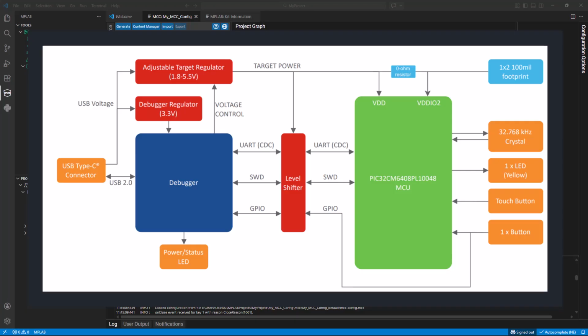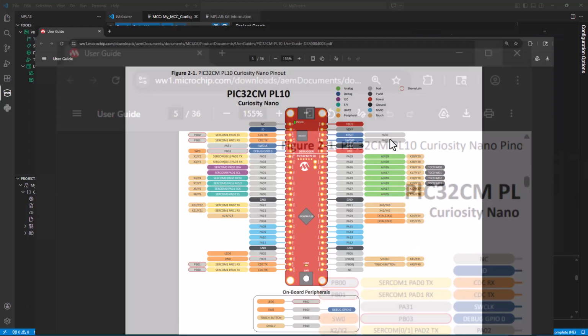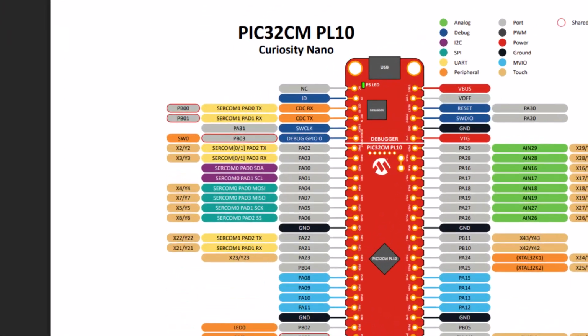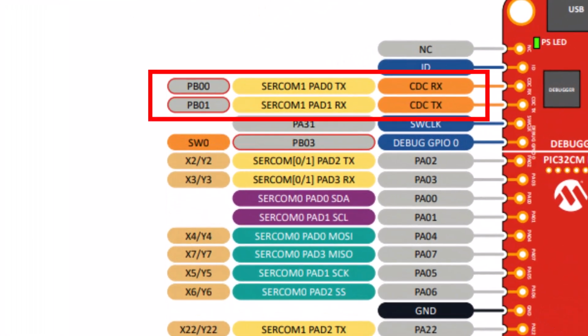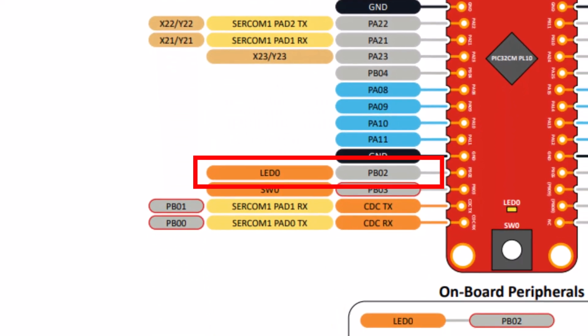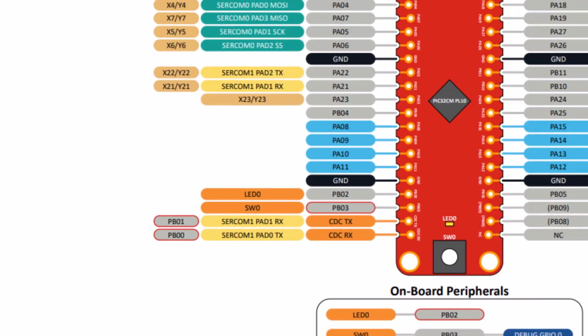We'll also configure a GPIO to control the onboard LED, giving us visual feedback directly on the board when the capacitive button is pressed or released. So, looking at the Curiosity Nano user guide and the pinout diagram, we can see that SIRCOM 1 is tied to CDC-TX and CDC-RX, which map to PB00 as pad 0 and PB01 as pad 1 respectively. In the same pinout diagram, we can also see that the onboard LED is connected to PB02.